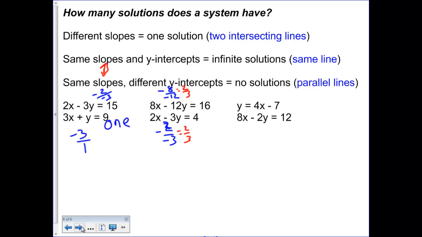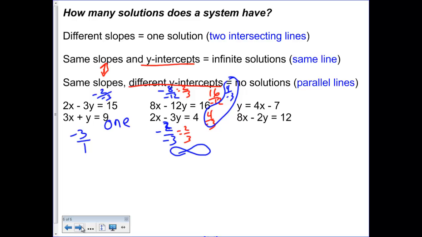So what's the only difference between them? One has different y-intercepts and the other one has the same y-intercepts. So we've got to check and see what the y-intercepts are. The top one has a y-intercept of 16 over negative 2, and the bottom one has a y-intercept of 4 over negative 3. If I reduce the top one and divide by 4, I end up with 4 over negative 3, and we can clearly see that the intercepts are the same. Therefore, these are exactly the same lines, which produce infinite solutions.